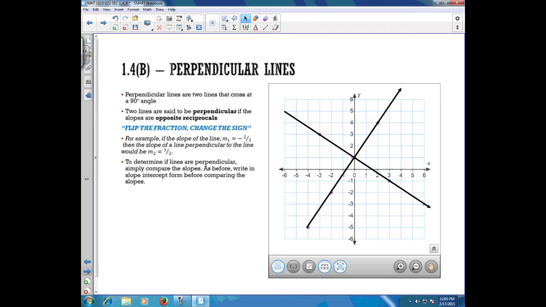Perpendicular lines are two lines that cross at a 90-degree angle. Two lines are perpendicular if their slopes are opposite reciprocals. What that means is just to take the fraction, flip it over, and change the sign. So for example, if the slope of a line is negative 2/3, and that's what we're going to see here, this is this line, it goes down 2 and to the right 3. So that slope is negative 2/3.